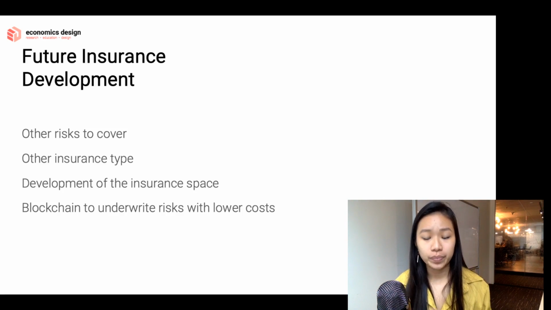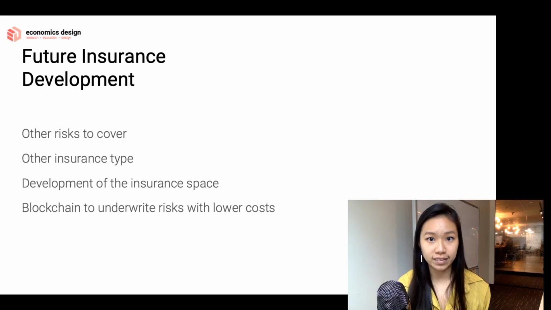Because this is not it. What we're talking about here is just the beginning. It's just the beginning of insurance development and development of insurance in the crypto space. And this is getting really exciting.